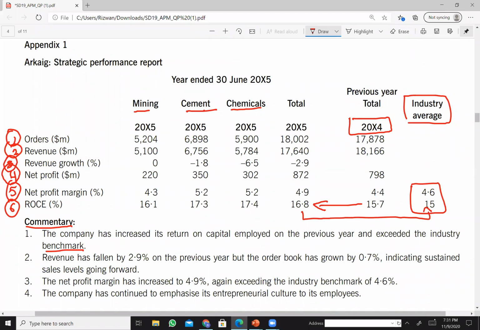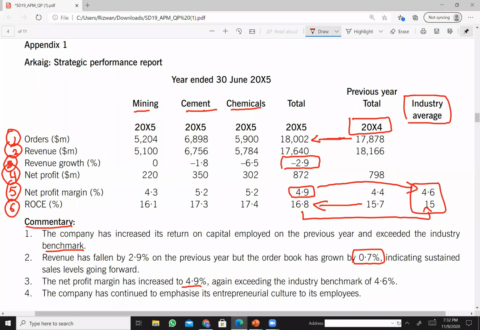Revenue has fallen by 2.9% on the previous year, which you can see here, but the order book has grown by 0.7%, indicating sustained sales levels going forward. Net profit margin has increased to 4.9%, as you can see here in the total, again exceeding the industry benchmark of 4.6, which you can see here.